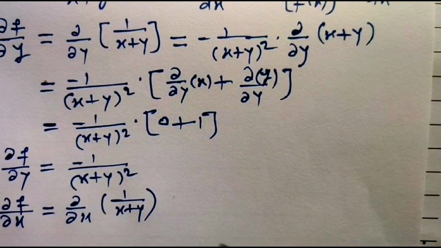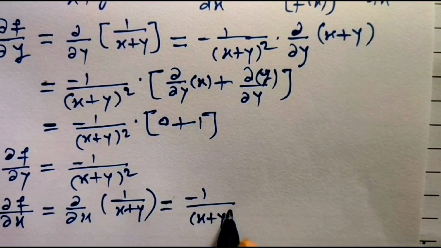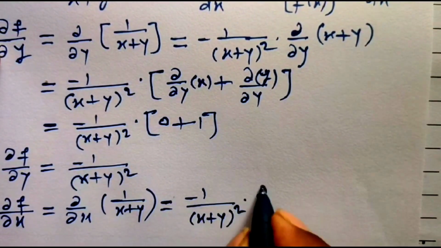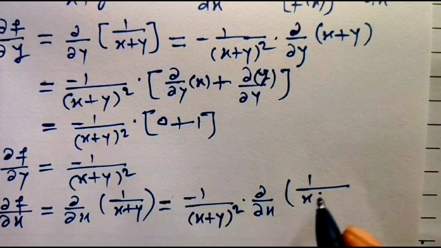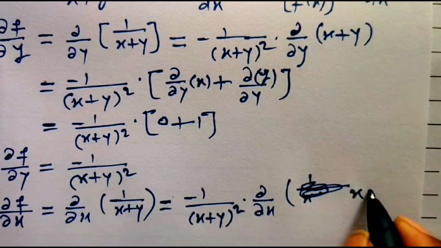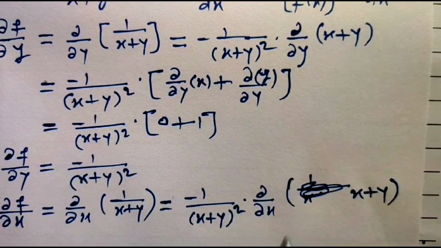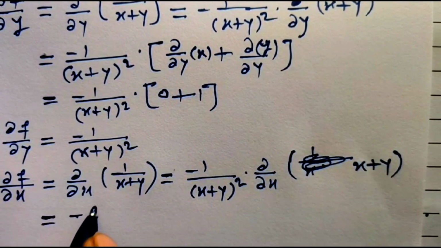Okay, so this is equal to minus 1 upon (x plus y) square into the partial derivative with respect to x of 1 upon, not 1 upon, simply the denominator, that is the partial derivative of x plus y with respect to x. Okay, so simplify this.